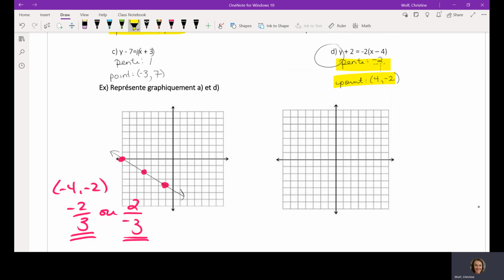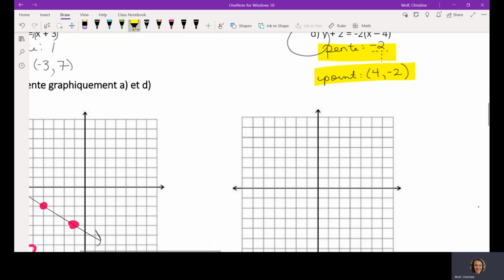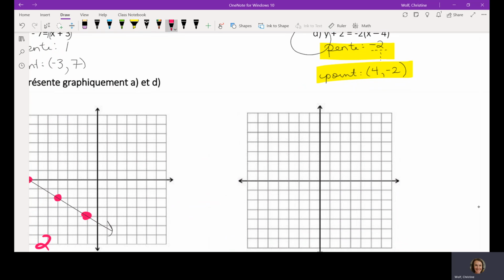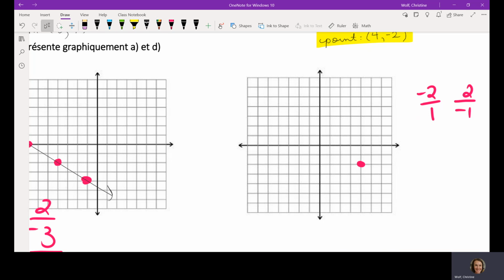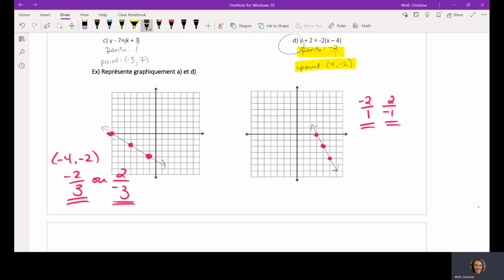OK. D. Je vais maintenant faire D. So, voilà l'information qu'on a trouvée en D. So, je commence à le point 4 sur l'axe des x et -2. So, c'est le point du commencement. And then, la pente, c'est -2 sur 1 ou 2 sur -1. Même chose. I'll do one of each direction. So, le premier ici sera en bas 2 vers la droite 1, mais l'autre option sera en haut 2 à la gauche 1. Et voilà. Graphing can be easy, right? OK.